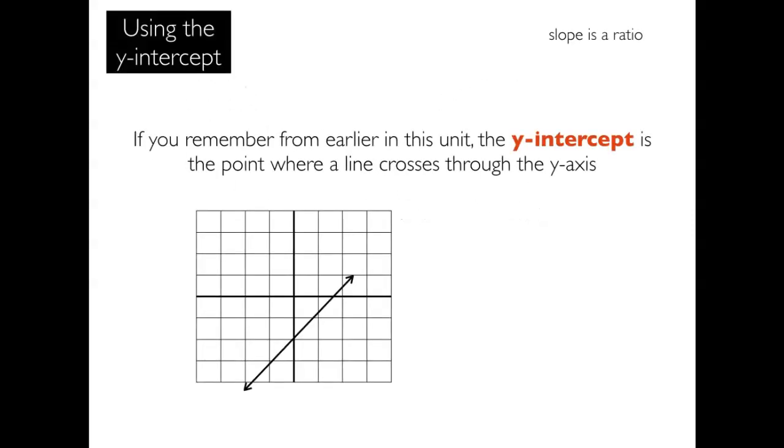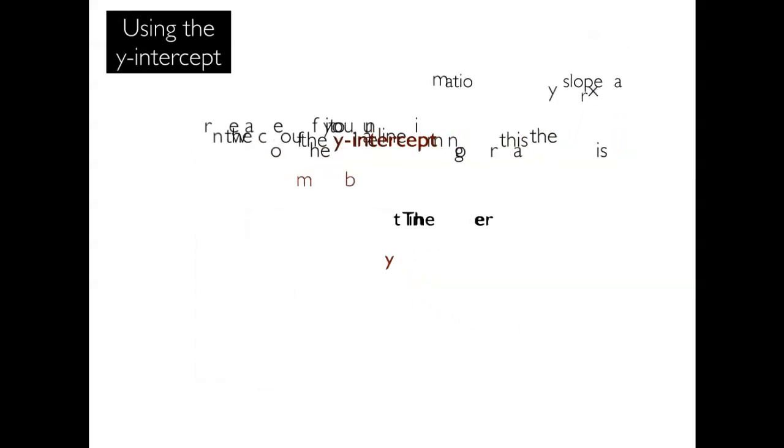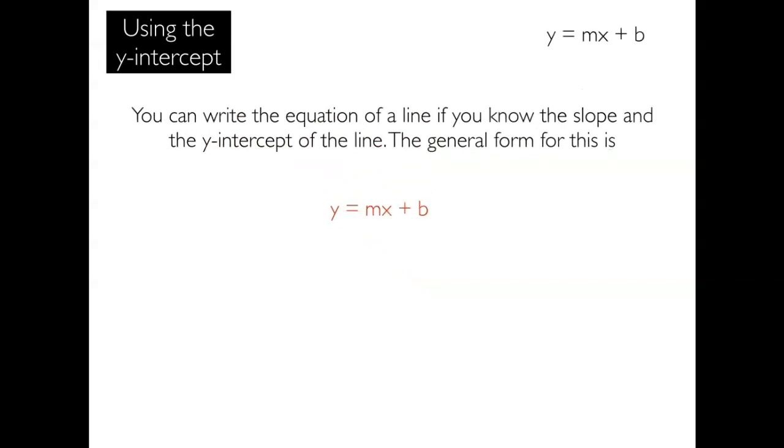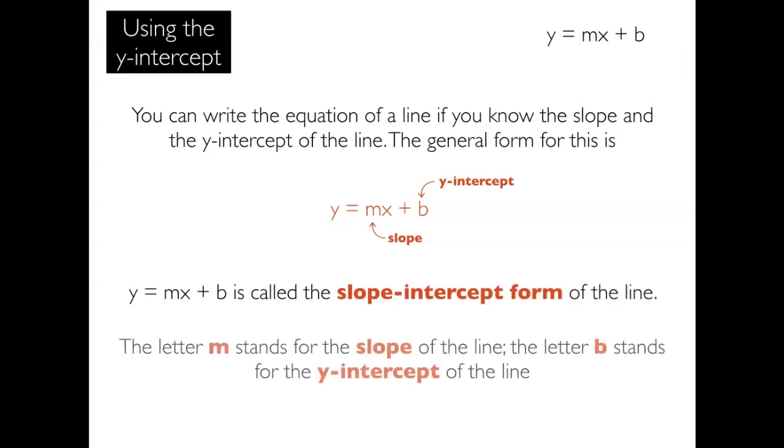Slope-intercept form of a line. If you remember from earlier in this unit, the y-intercept is the point where a line crosses through the y-axis. In this case, the y-intercept is -2. You can write the equation of a line if you know the slope and the y-intercept of the line. The general form for this is y equals mx plus b. Remember that m is the slope, b is the y-intercept. m is also a coefficient, b is also a constant. This is the slope-intercept form of the line.